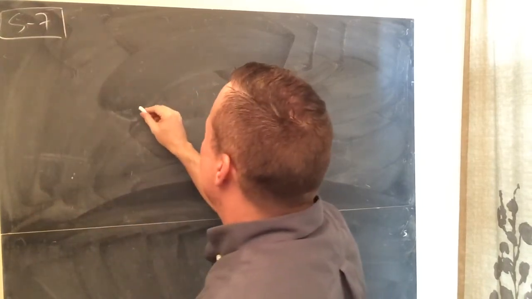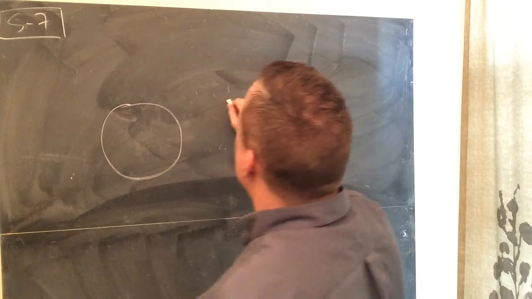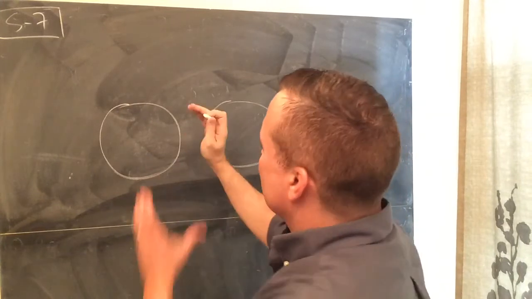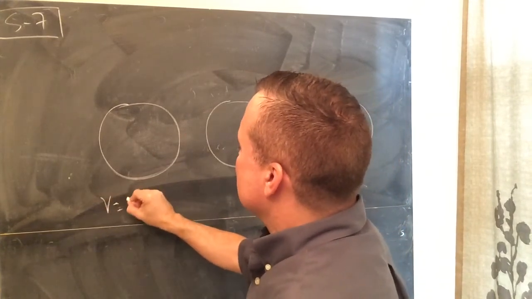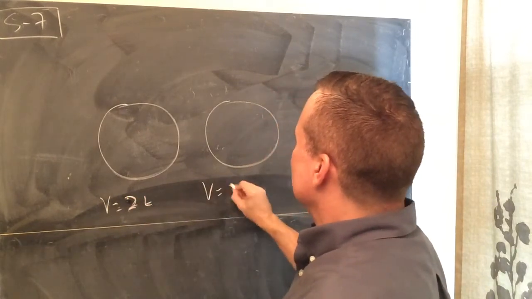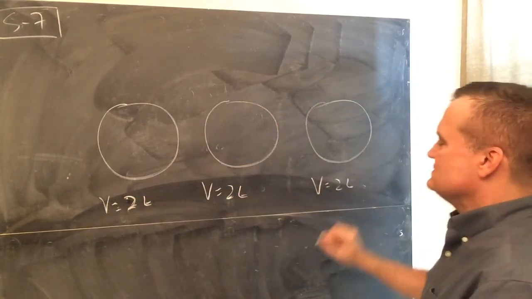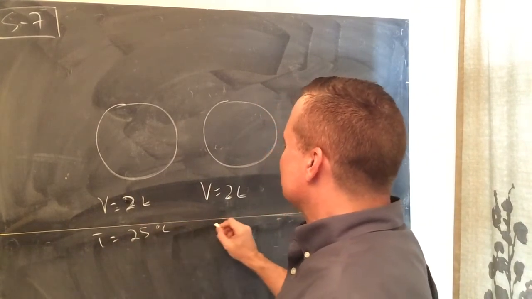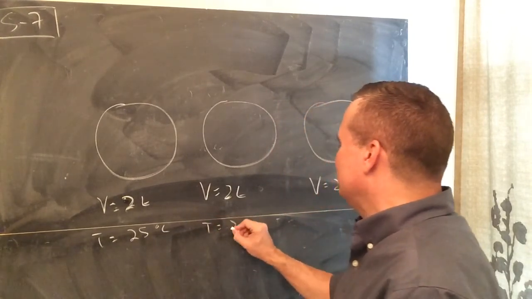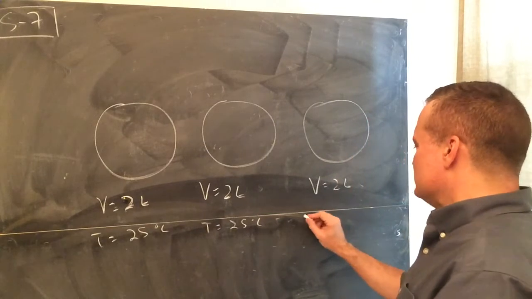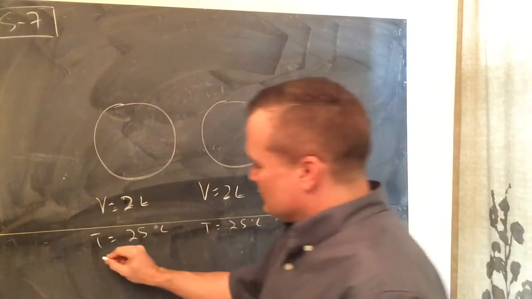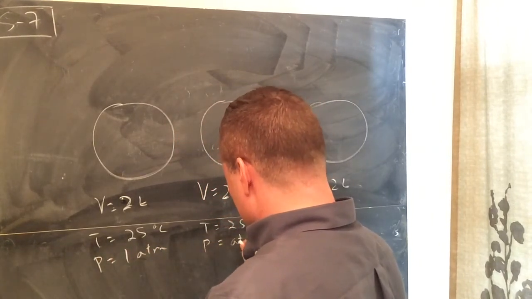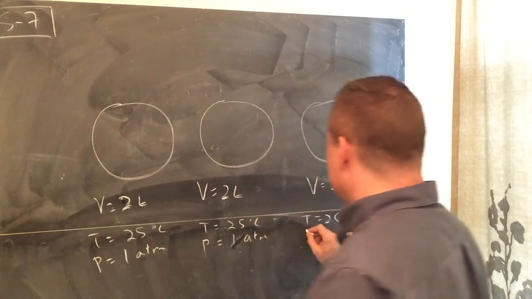Here's a neat thing. Let's just say that we have 3 balloons, and all of them are blown up exactly to the same size. Didn't do too good of a job there, but let's say that's probably about 2 liters. The volume here is 2 liters, and the volume here is 2 liters. Now let's say the temperature is all 25 degrees Celsius, a good room temperature. Of course, that would be 298 Kelvin. We're not going to do anything with the numbers. I'm just using them to show you they're the same. And let's say the pressure is standard pressure, atmospheric barometric pressure, 1 atm, 1 atm, 1 atm.